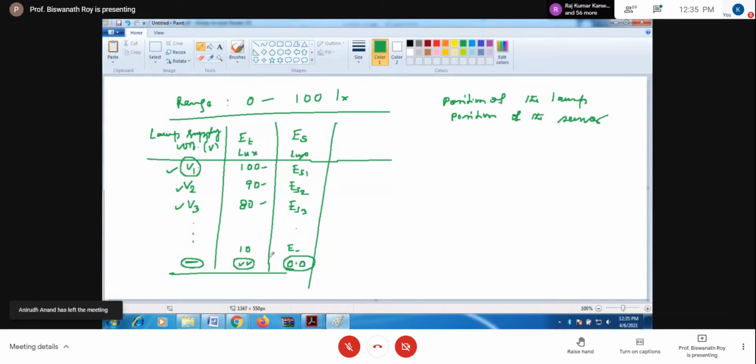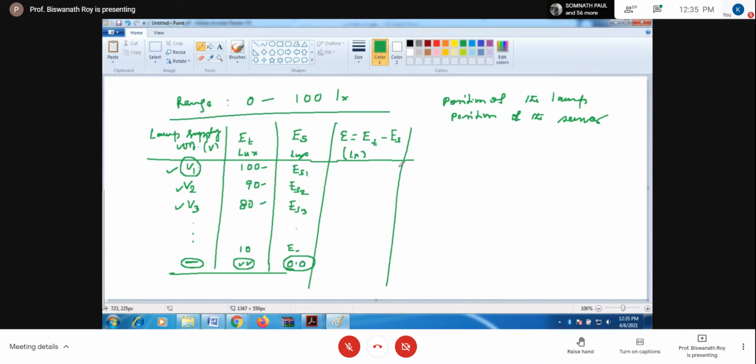So after this experimentation, we can calculate the error. The error is ET minus ES, in lux. So this is the error.